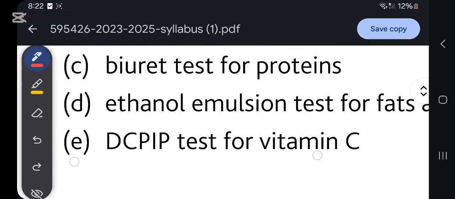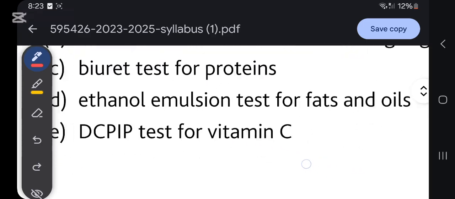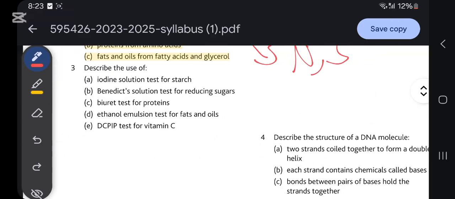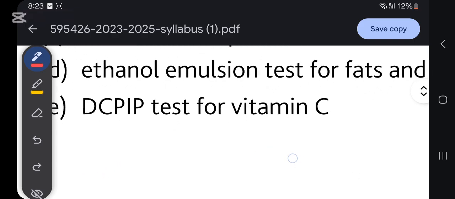Okay, next, DCPIP for vitamin C. DCPIP, how do you do this? DCPIP for vitamin C basically changes from purple to colorless.